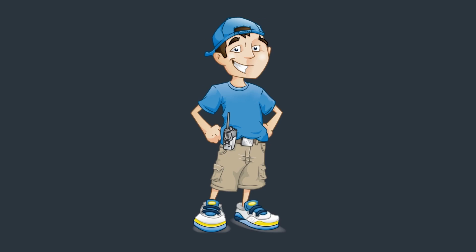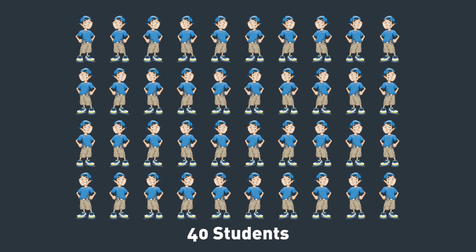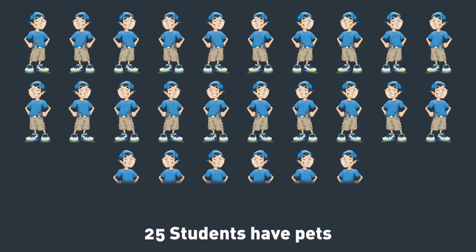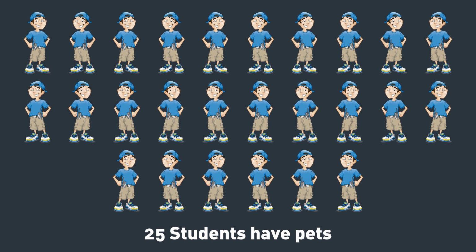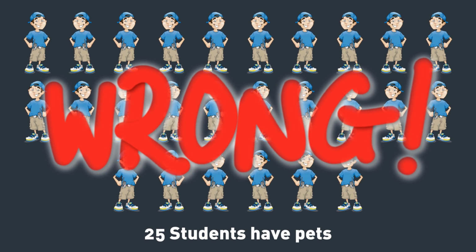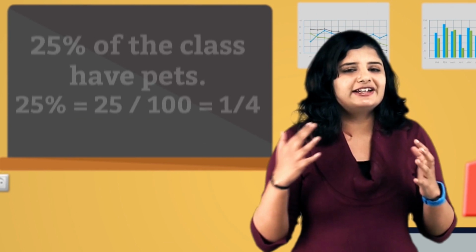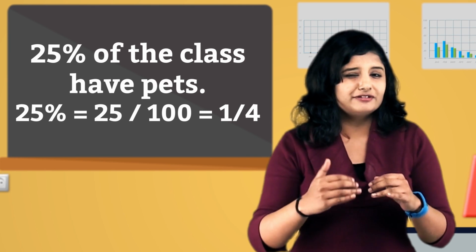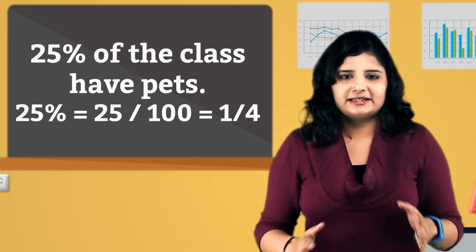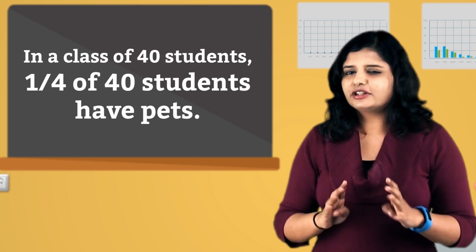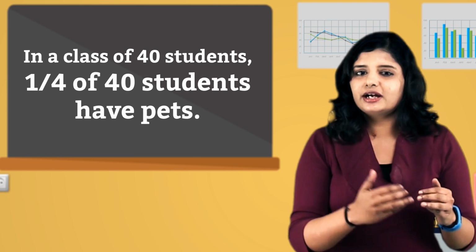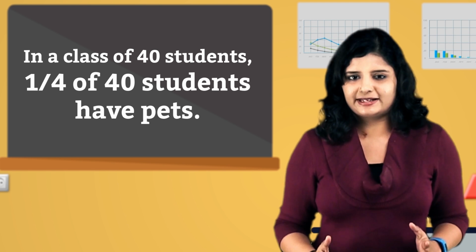But what if the class had 40 students? Will that still mean that 25 students out of 40 have pets? No, that is wrong. 25% means 25 out of 100. That is 1/4 of the class has pets. So for a class of 40 students, it means 1/4 out of 40 students will have pets.